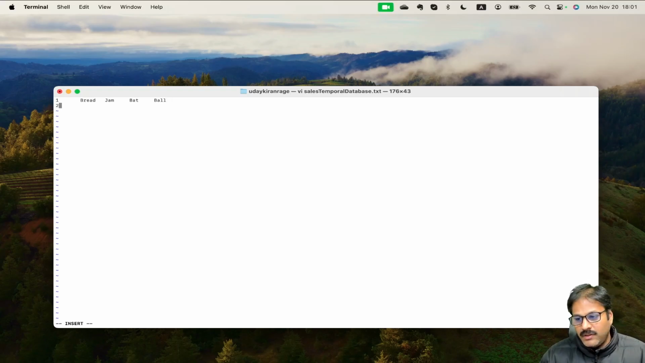Next, at timestamp 1, a person came and he purchased bat and ball. At timestamp 3, a person came, he purchased bread, cheese, and so on. This way we create the temporal databases. Once we create the temporal databases, we can then input them to any pattern mining algorithm, for instance a periodic pattern mining algorithm, and then we can discover periodically occurring patterns in the data.